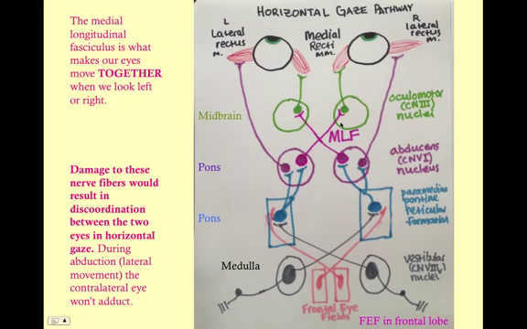Because if you were to not have this left MLF, this strand here that goes from right to left, you would stimulate the abducens nucleus and the right eye would look to the right, but you would have no way of getting your left eye to look to the left automatically. And so the right eye would be looking right, but the left eye would be looking straight ahead. And so this would cause discoordinated or disconjugate gaze.